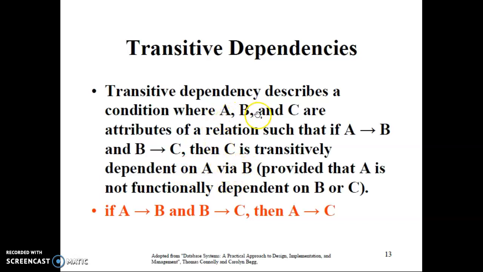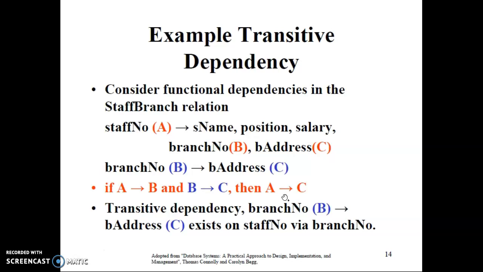So these are the three attributes we have, A, B and C in a table, for example. And these are the functional dependencies, A to B, B to C. Then C is transitively, indirectly dependent on attribute A through B. That is called transitive dependency. Let us see this with an example.